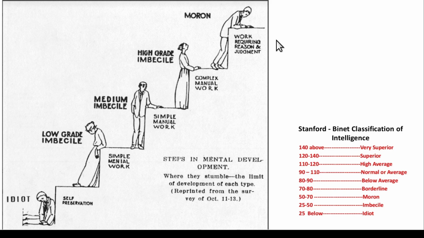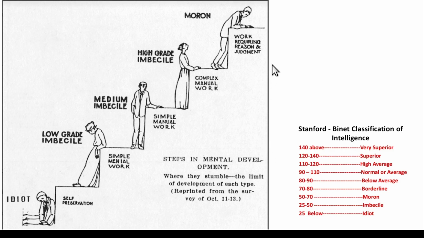So basically a moron was somebody who they said had an IQ of 50 to 70. Mental retardation has been defined as 70 or less. Okay, borderline mental retard, 70 to 80. Below average cognitive function, IQ 80 to 90.